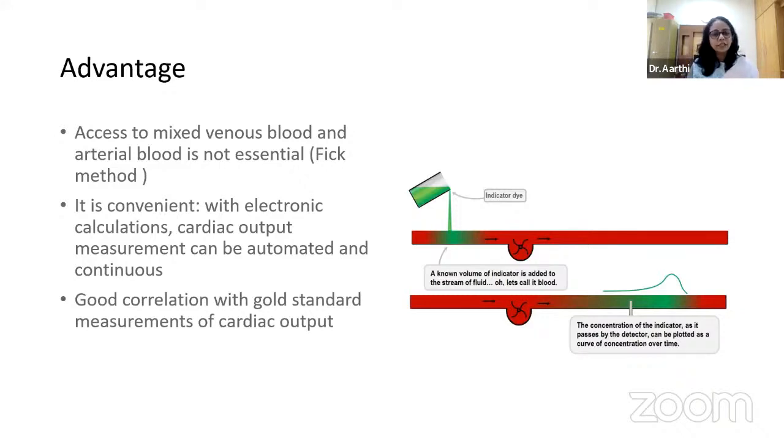So the advantage of this over the standard fixed method of measuring the cardiac output is that there is no need to access the mixed venous blood or arterial blood. It is convenient with the electronic calculations, and cardiac output measures can be automated and made continuous, and it correlates well with the gold standard measurements of cardiac output.